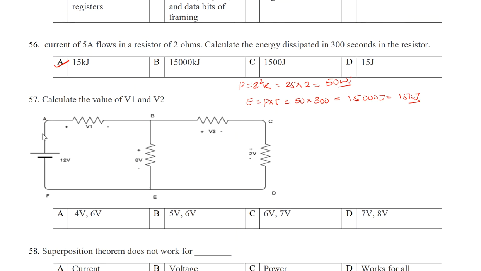Next one. Calculate the values of V1 and V2. Here we have V1 and here we have V2. You need to apply KVL in this loop. If you apply KVL in this loop, minus 12 plus V1 plus 8 is equal to 0. So V1 is how much? 4 volts. Similarly here, if you apply KVL in this loop, minus 8 plus V2 plus 2 is equal to 0. Now V2 will be 6 volts. So the answer is 4, 6 volts here.